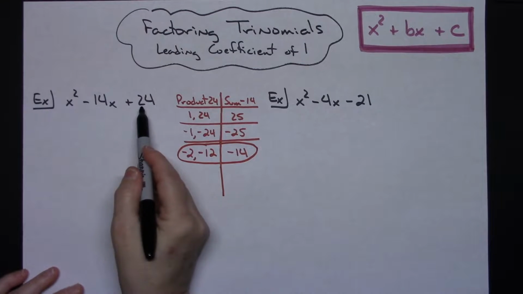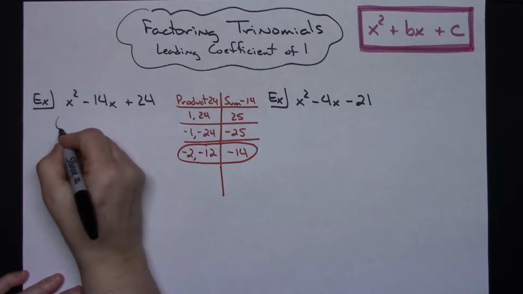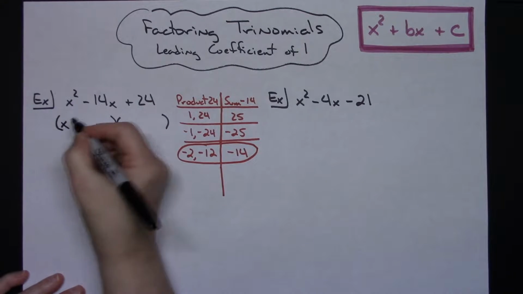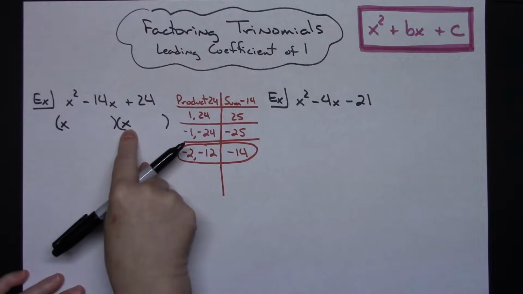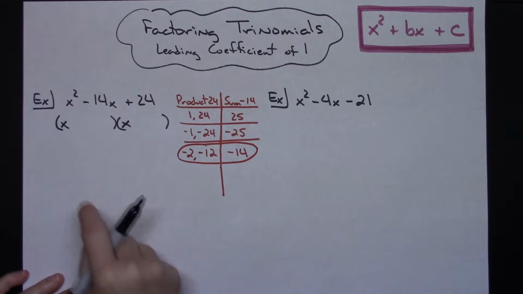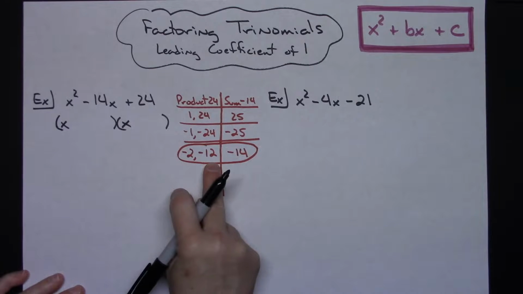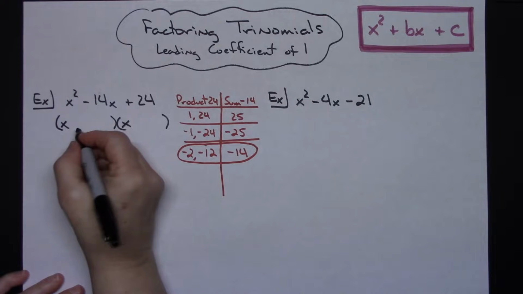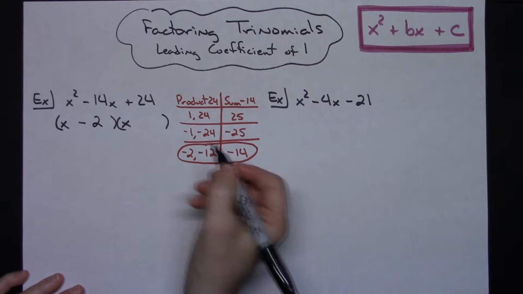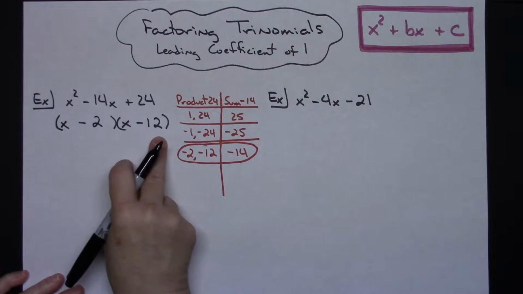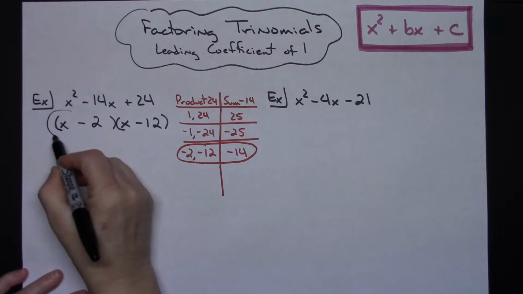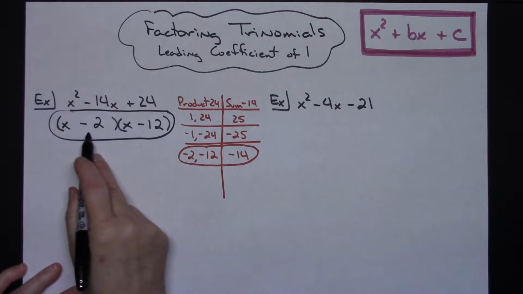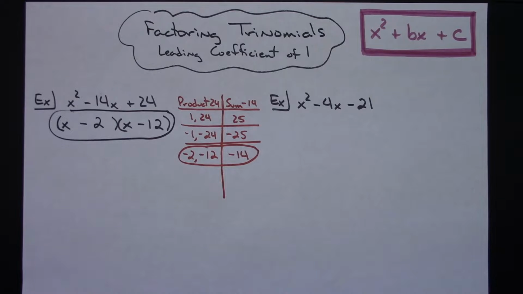Now, a trinomial automatically factors into two binomials. When I have a leading coefficient of 1 on x squared, I know I'm going to have an x and an x, because when I multiply those first terms back out, x times x is going to give me that x squared. These are my two factors that multiply to a positive 24 and add to the negative 14 in the middle. So that means I have a negative 2 here and a negative 12. Technically those could have been reversed. It would not have mattered. So my factored form of this trinomial is the quantity x minus 2 times the quantity x minus 12.